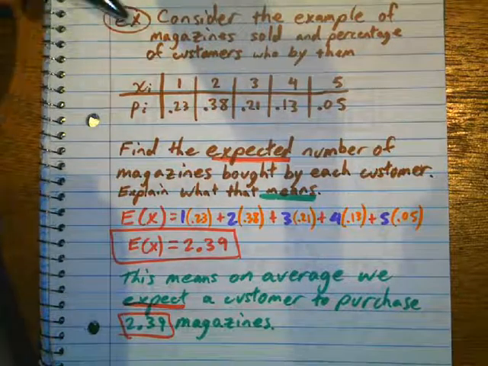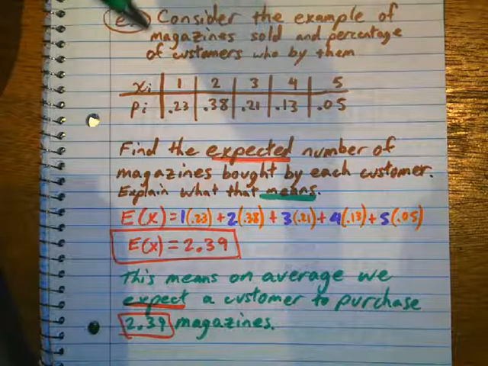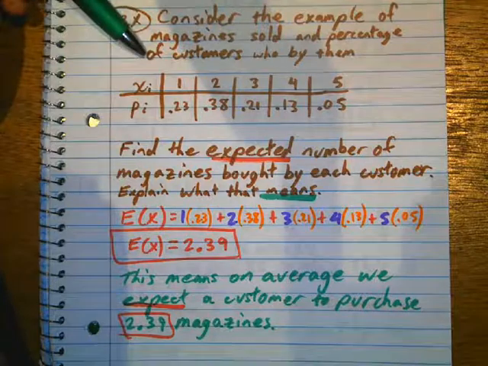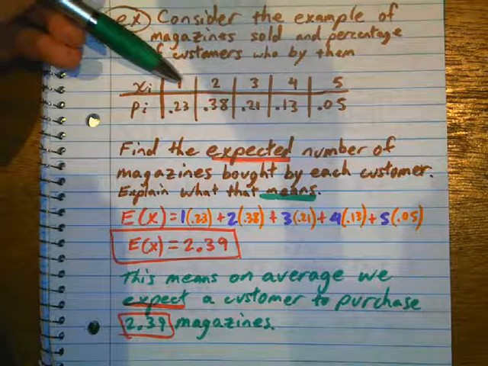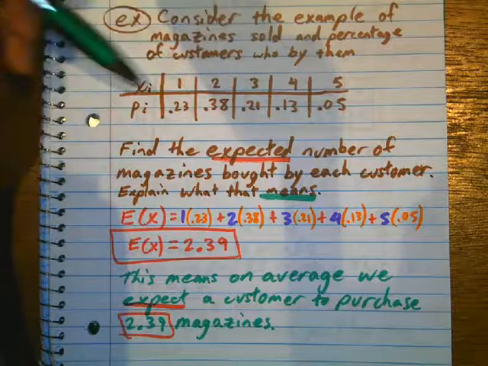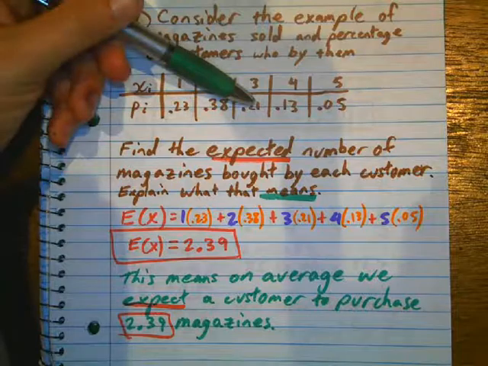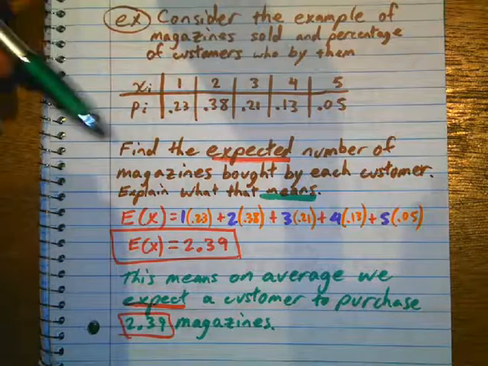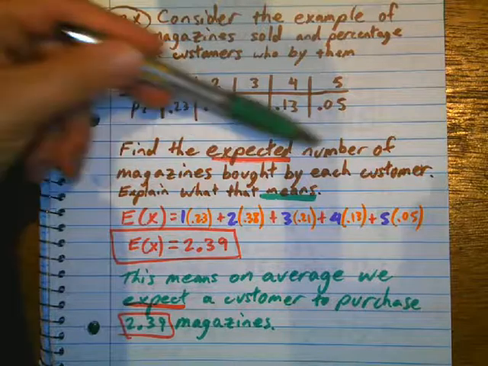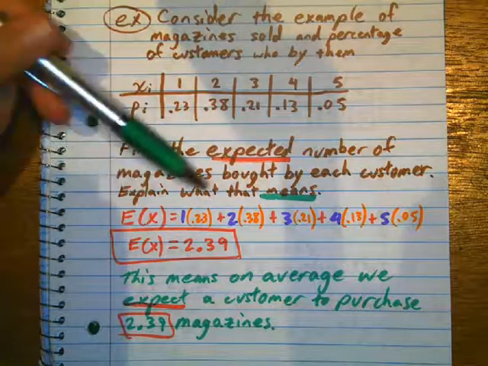Okay, let's look at another example. Remember the example we did with magazines and the percentage of customers who bought the number of magazines. So these numbers on the top, 1, 2, 3, 4, 5, those were the number of magazines purchased, and these were the percentage of customers that were buying that number of magazines. So if we are asked, find the expected number of magazines bought by each customer, and explain what that means.